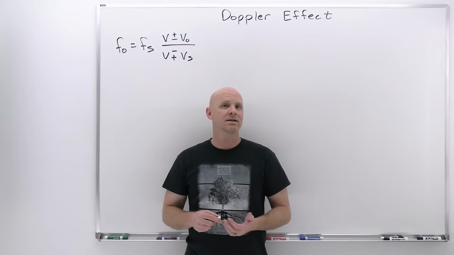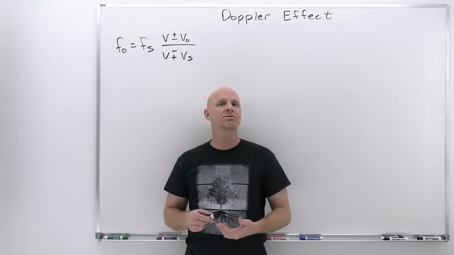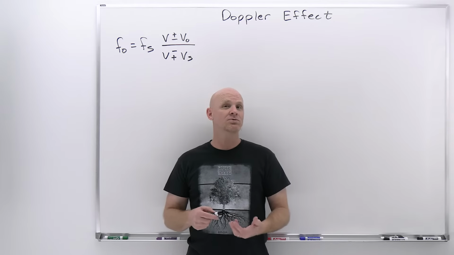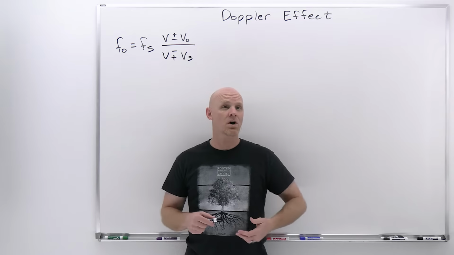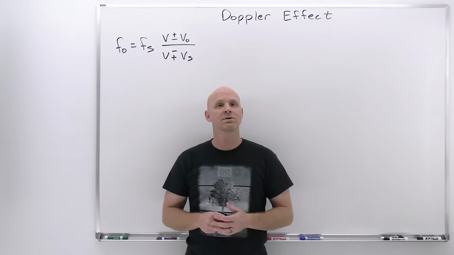Now the Doppler effect allows us to explain why the observed frequency might be different than the actual frequency of sound that's being emitted by a source, depending on if the source and the observer are moving relatively towards each other or moving relatively away from each other.